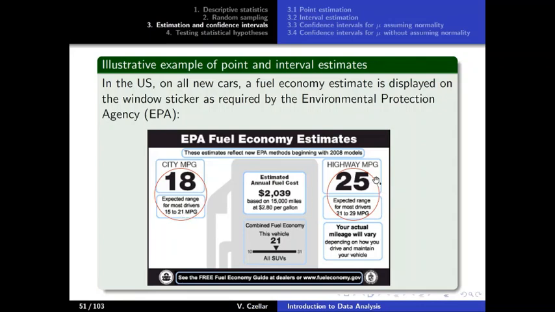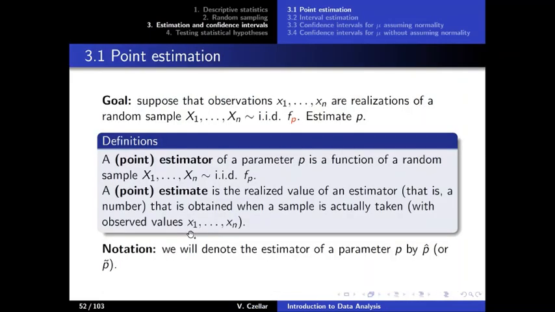And on the right, you see the same thing for the highway consumption. So the bold number 18 basically corresponds to the point estimate of fuel consumption, and this expected range is the confidence interval. So how to construct these confidence intervals? Well, let's start with the point estimation already.